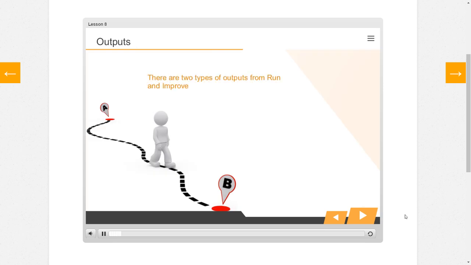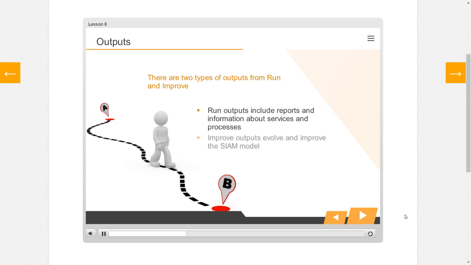There are two types of outputs from the Run and Improve stage. Run outputs include business as usual outputs like reports, information about services, and information about processes and their performance. Improve outputs are used to evolve and continually improve the SIAM model, and will include improvement actions for review and implementation. Improvements to the SIAM model can be small activities that are carried out as part of business as usual.